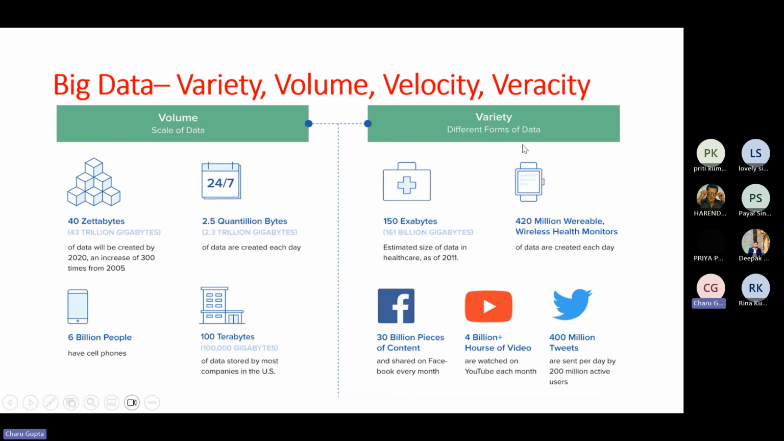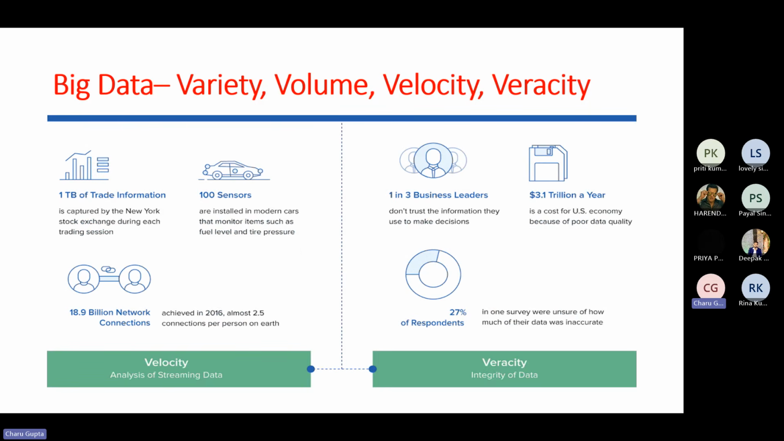And it contains different forms of data that I discussed, a combination of every type, and it changes every second. Velocity means it is streaming data; every time it is changing, it is being updated. And veracity means integrity: whether the data can be reliable or not, right?